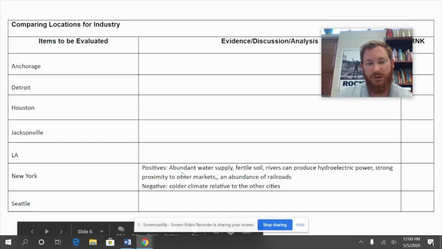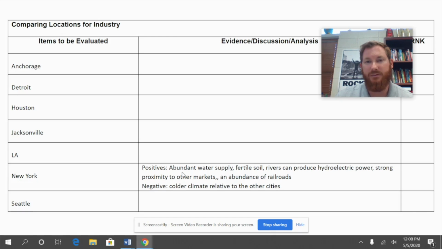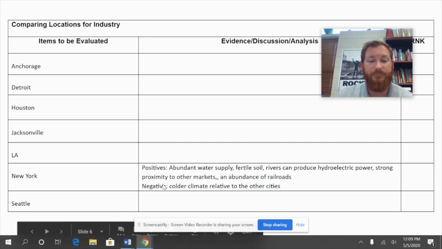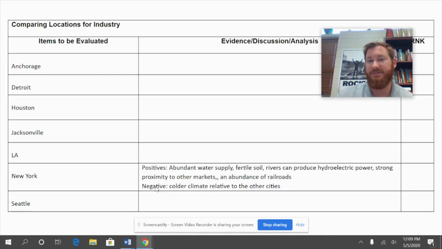So for New York, a positive is that it has an abundance of water, and it includes rivers that can produce hydroelectric power. It also has strong proximity to other markets, so their goods will likely be sold. And then a negative, though, is that it's a colder climate relative to the other cities on the list.